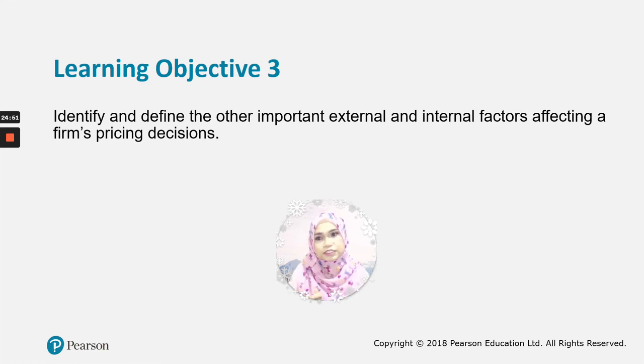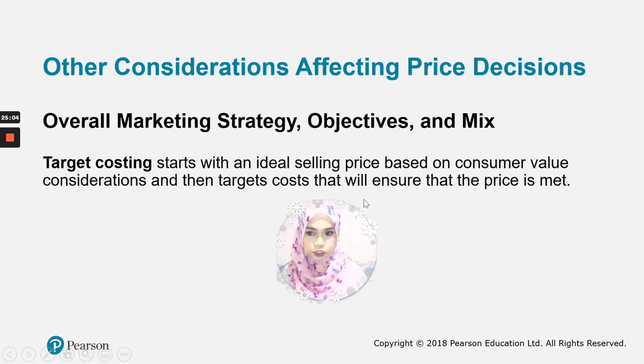Next, moving on to the third learning objective, and I think this is the last learning objective for this first part of your video, which is to identify and define the other important external and internal factors affecting a pricing decision. First, you need to consider what the factors are that affect your price decision. It could be your overall marketing strategy, objectives, and also your marketing mix. Remember your marketing mix? There are four marketing mix elements. This is pricing, and the other three are product, place, and promotion.